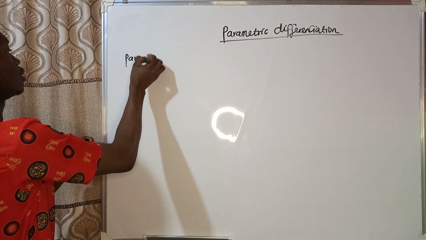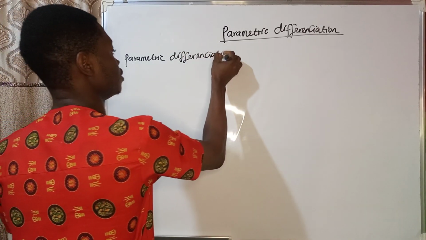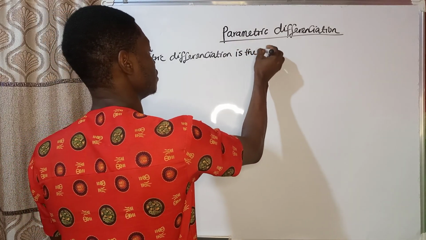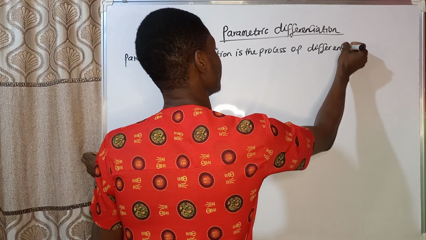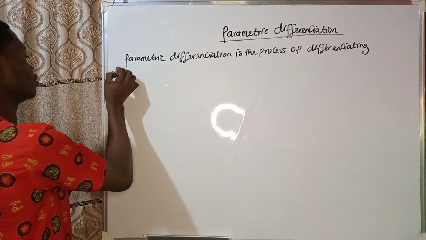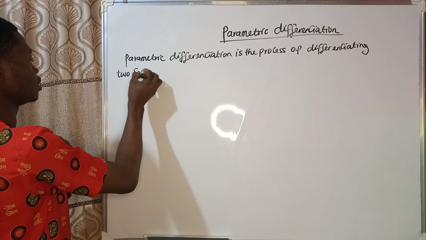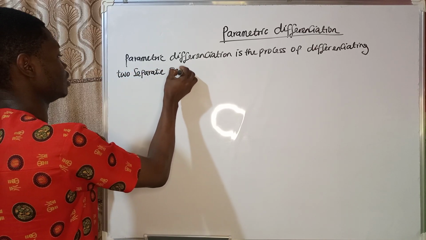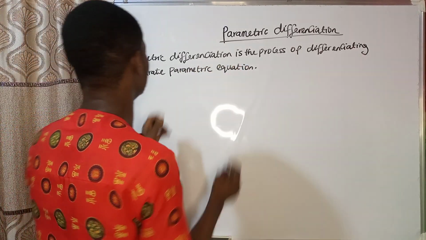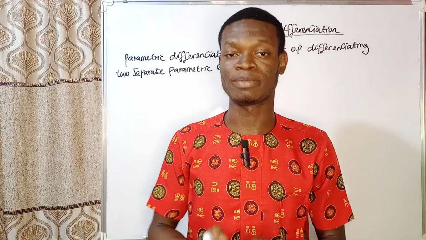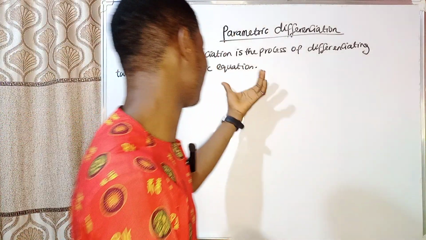Parametric differentiation is the process of differentiating two separate parametric equations. It is the process of differentiating two separate parametric equations. Now, you are going to ask, what is a parametric equation?